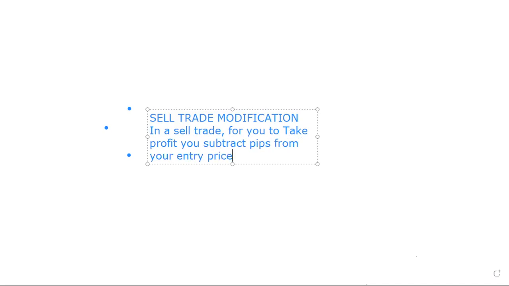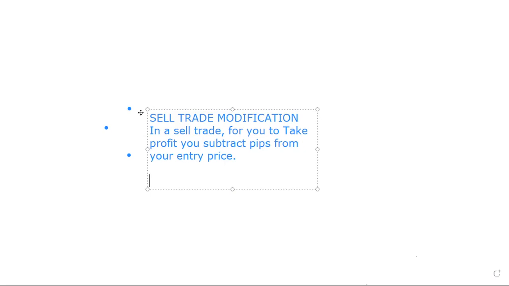In a sell trade, for you to take profits or calculate take profits, you subtract pips from your entry price. Full stop. So what it means is anything you do in this market, entry price is important because it's by adding or subtracting. If there's an addition to your entry or subtraction, that's what will determine what you're making or losing. So entry price cannot be overestimated.